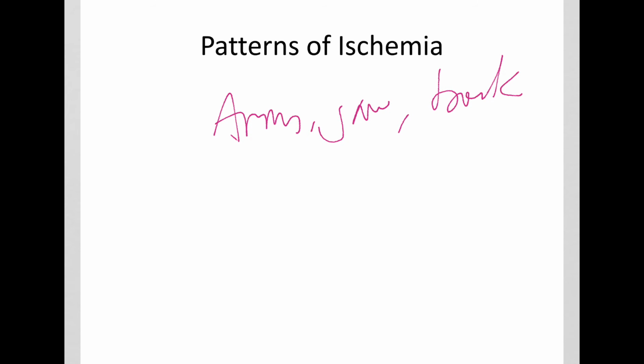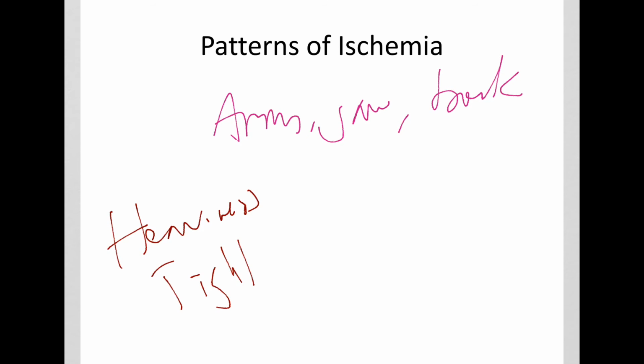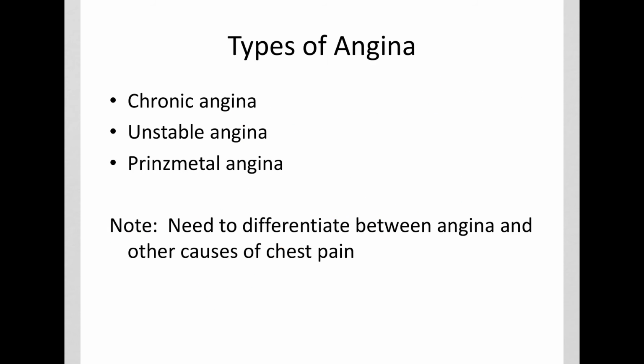Patterns I just mentioned about where it might be located. So we think about the arm, jaw, back, usually a sensation of heaviness, tightness, pain, all the symptoms like that are typical of ischemia.